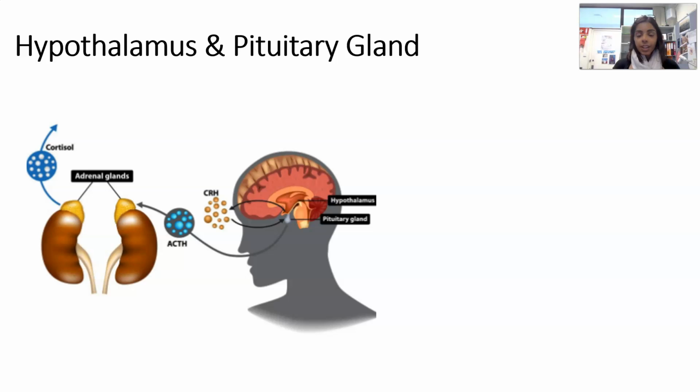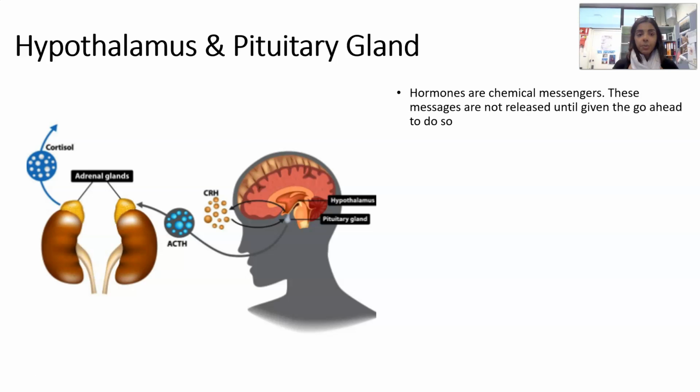All right, so now we're going to look at the negative feedback mechanism of how the hypothalamus and the pituitary gland control the release of cortisol at the adrenal glands. So just to recap, we know that hormones are chemical messengers, and these messages are not released until they are given the go-ahead to do so. So what we're talking about here is these adrenal glands are endocrine glands, and they will not release cortisol unless they get a signal here telling them that they can do that. So we're going to be looking at how this signaling mechanism works.